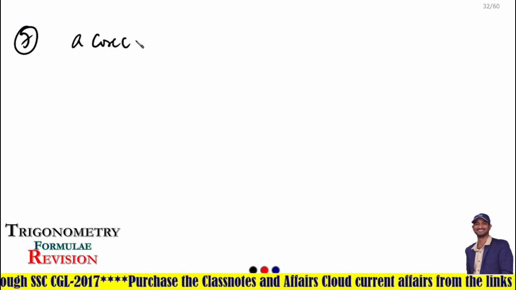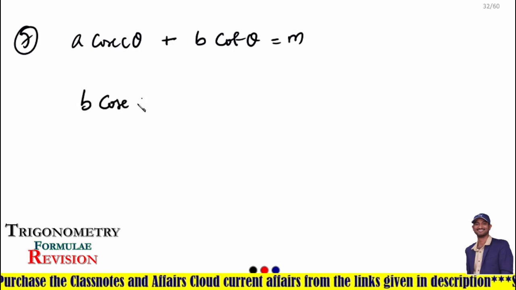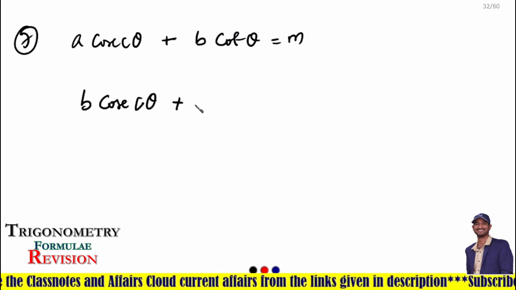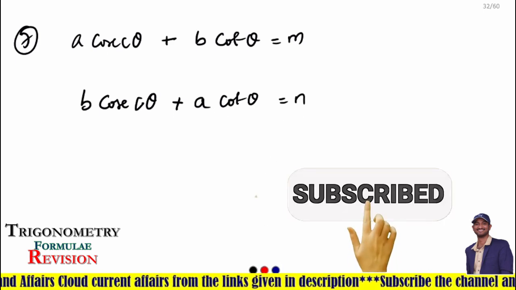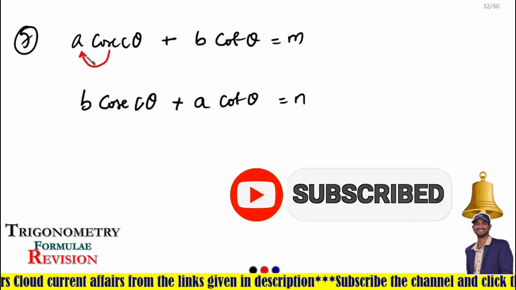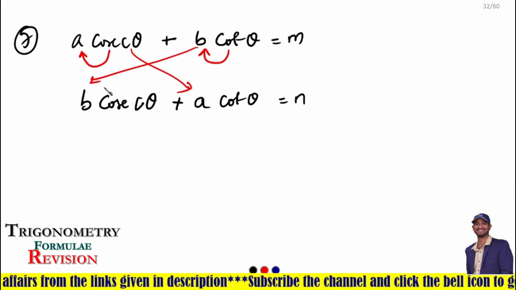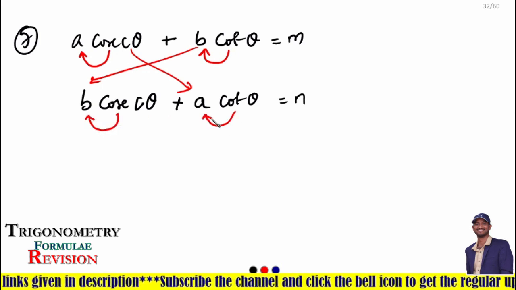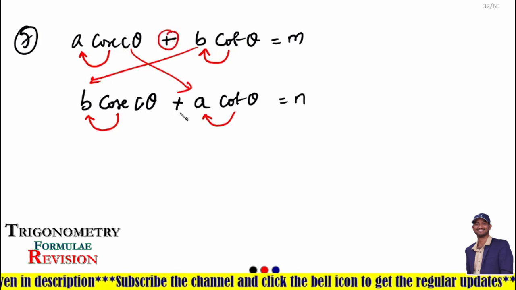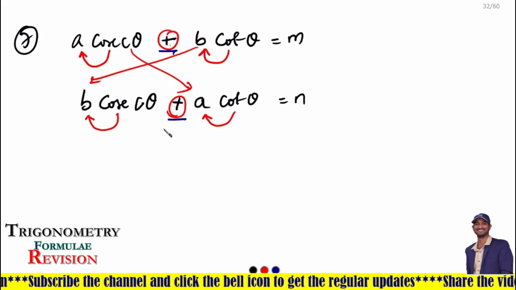a cosecant theta plus b cot theta is equal to m, and b cosecant theta plus a cot theta is equal to n. Same like secant and tan. Cosecant coefficient is a and cot coefficient is b, and they should be interchanged in the next equation. Cosecant coefficient is b and cot coefficient is a. And the sign never changes. If here plus, here also plus. If here minus, here also minus.